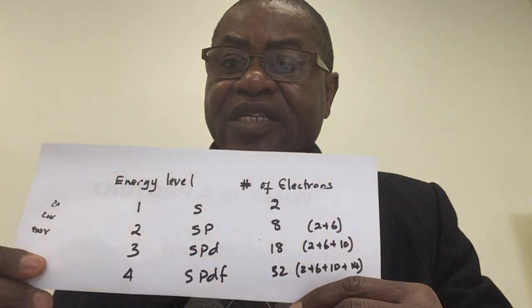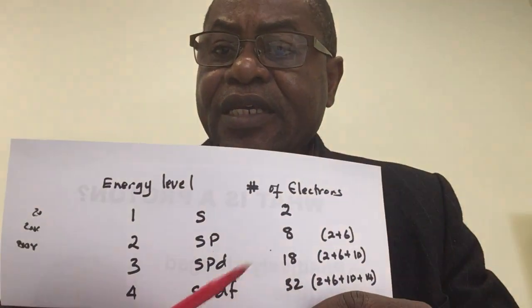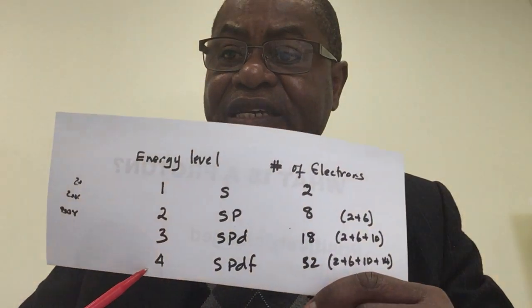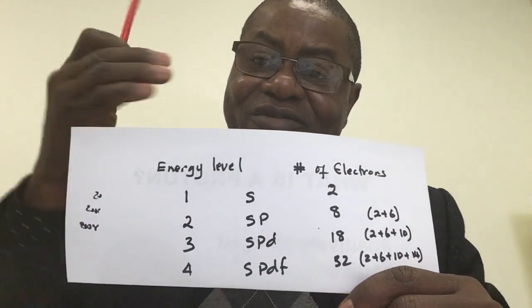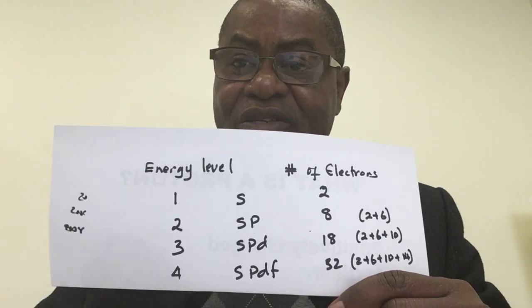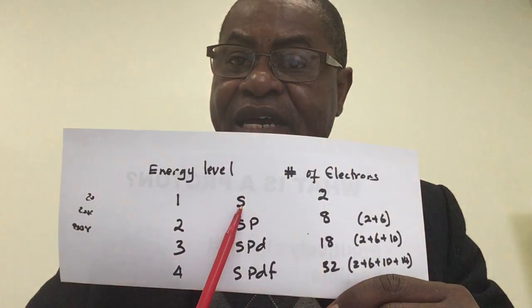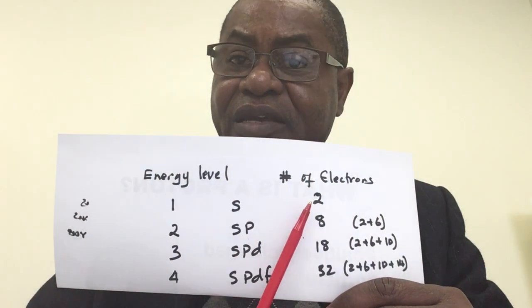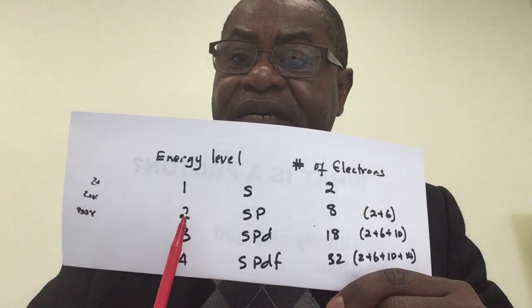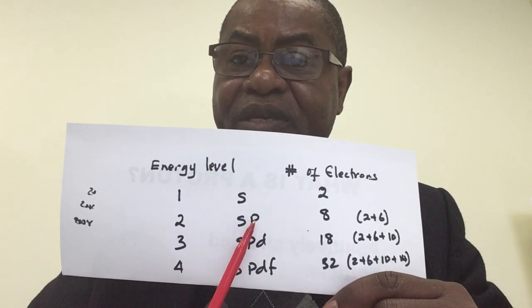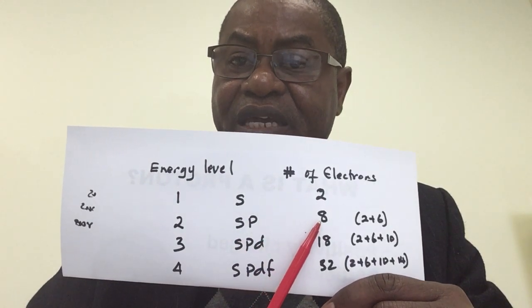And here, if you see what I have here, the energy levels are on this side. Actually, it's really reflecting in a different way than you will see it. The first energy level, which is represented by S, we said takes a maximum of 2. And the second energy level, which is represented by S and P, takes a maximum of 8.